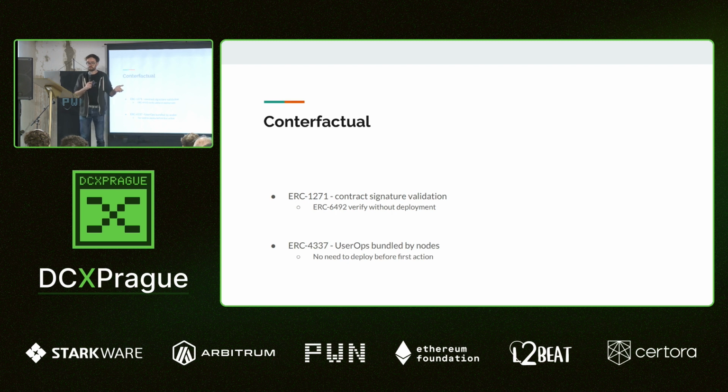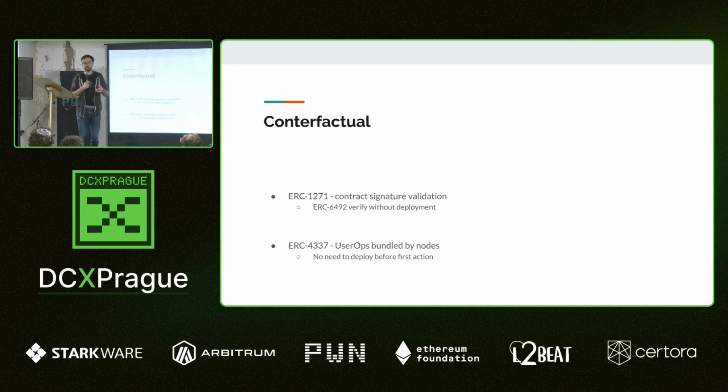With ERC-1271 contract signature validation, there is ERC-6492, which is a means of verifying that a smart contract will approve a signed message without needing to deploy the contract first. So I can sign something off-chain and say this is valid for my smart account, which may not be deployed yet. Then I can say, here, you can verify this: my account that will be here will authorize this and find it valid, and you can check that with a static call or something like that, without needing to pay to deploy the contract on-chain right away.